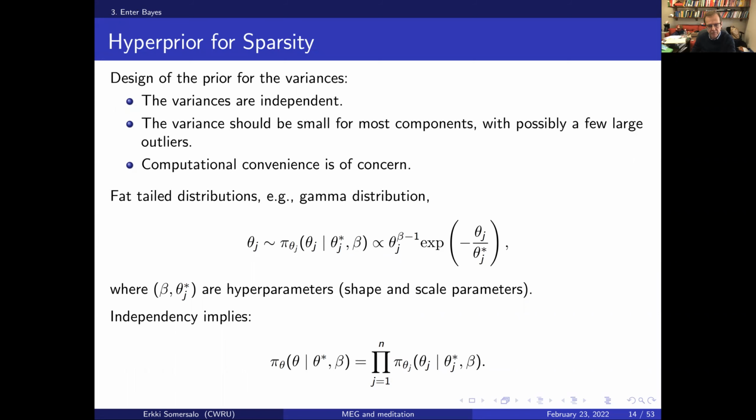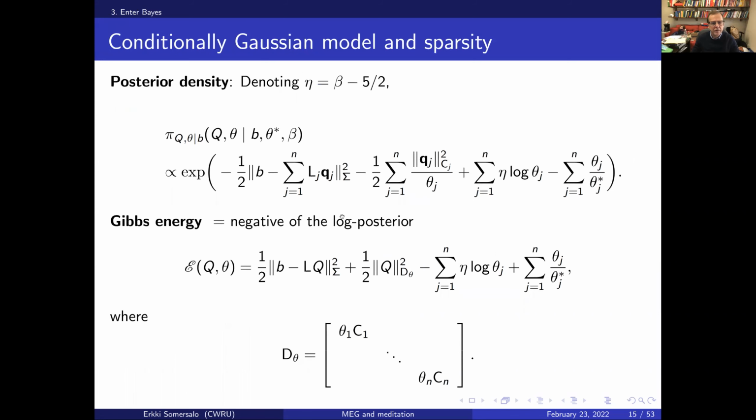So remember, we have the likelihood, and that is here. The first part is the likelihood. Then we have the local prior. Each dipole has its preferential direction and an unknown variance. And then we have the hyperprior part, which comes from the gamma distribution. And then we have this logarithmic term here, which is partly coming from the prior and partly from the hyperprior. Eta is related to the shape parameter of the gamma. If you want to maximize this posterior distribution, it's equivalent to minimizing the Gibbs energy, which is the negative of the logarithm of your posterior.